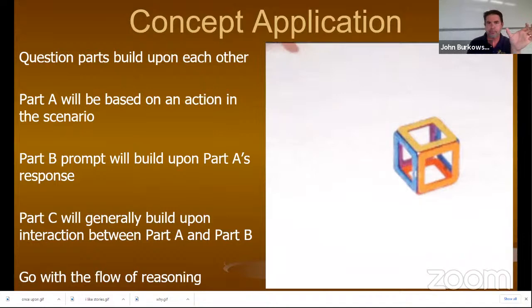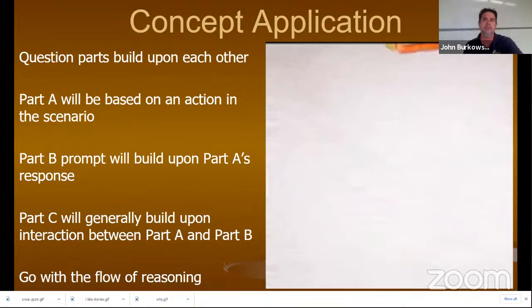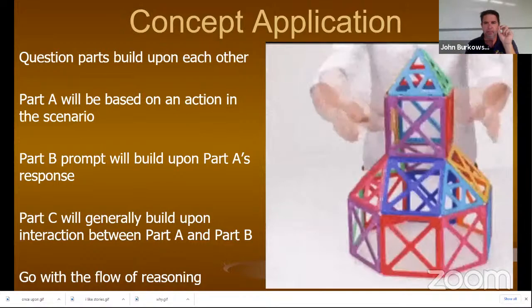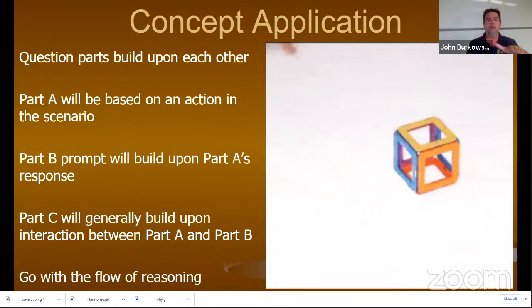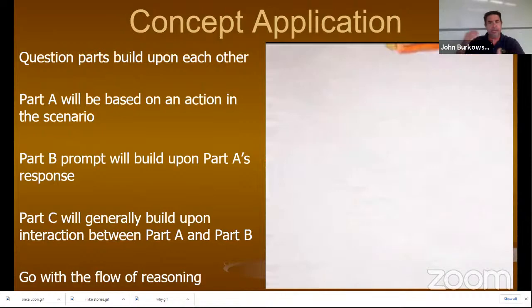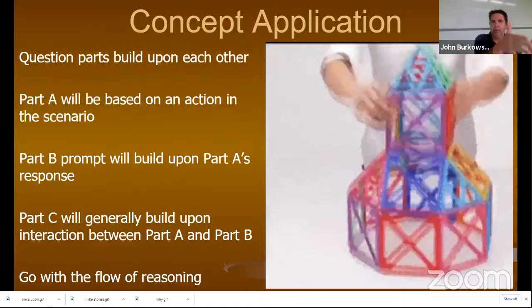As you're reading it, you need to process it. You need to be able to highlight and identify essential components and elements of it. We're going to do that, don't worry. Then part B is going to build upon part A's response. You're going to have to explain, so get into the how or why of what you described in part A.